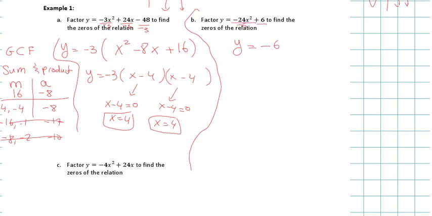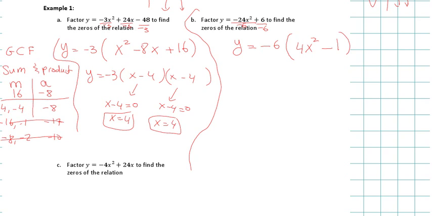Okay? Negative 24x squared divided by negative 6 gives me positive what? Negative and negative gives me positive. 24 over 6 is 4x squared. How about 6 over negative 6? Negative 1. All right. So what do I have inside the bracket? A binomial. Binomial, two terms, right?